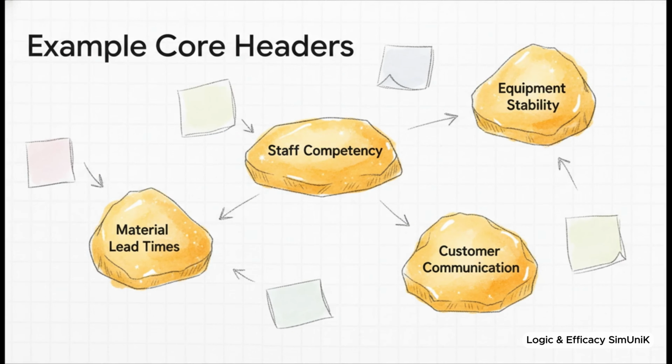So that mess of random suggestions, all of a sudden, they start to form these powerful, clear groups with headers like equipment stability, or staff competency, or even customer communication. Just like that, your project's main lines of attack become crystal clear. These headers, these are the gold mines you're going to be digging into next.